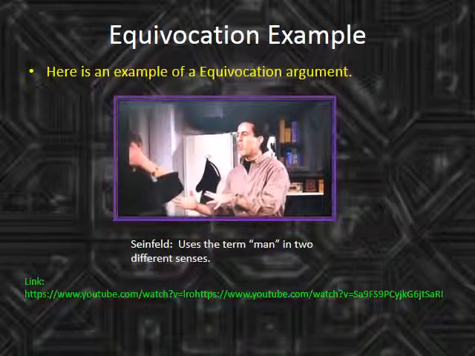Here is an example of equivocation from Seinfeld, where the woman in the scene is using the term man in one sense and Seinfeld is using it in another. Can you articulate these two senses and why it is an equivocation?